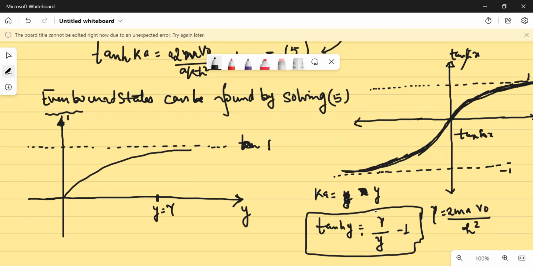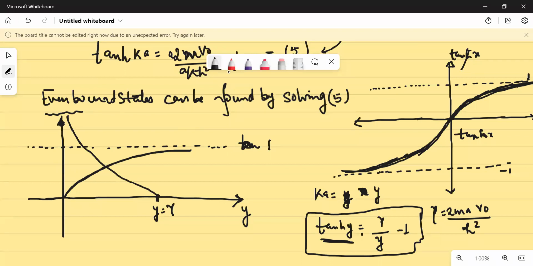And the first derivative, so you have drawn the graph of tanh y. This is your tanh y. And what I'm drawing now is the graph of gamma upon y. So at y equal to gamma, this is 0. As y tends to 0, this will tend to infinity. Infinity minus 1 is again infinity. And if you differentiate it, it will become minus gamma upon y square. So it will be negative, that is, it is decreasing. So it is a decreasing graph from infinity to 0.